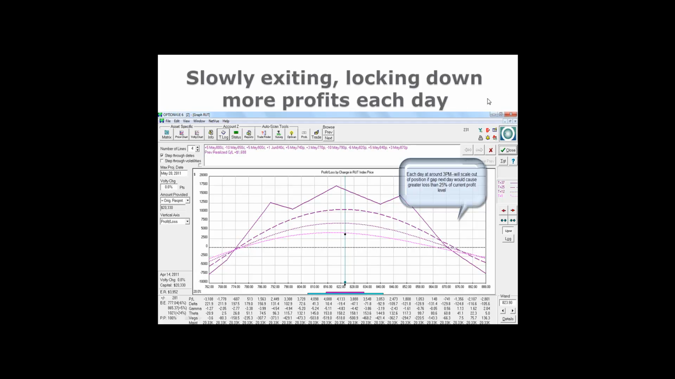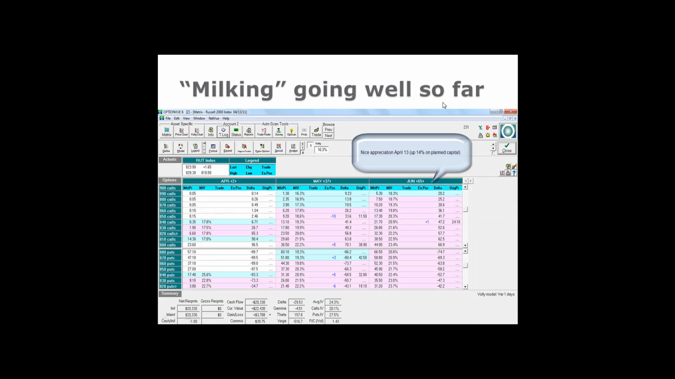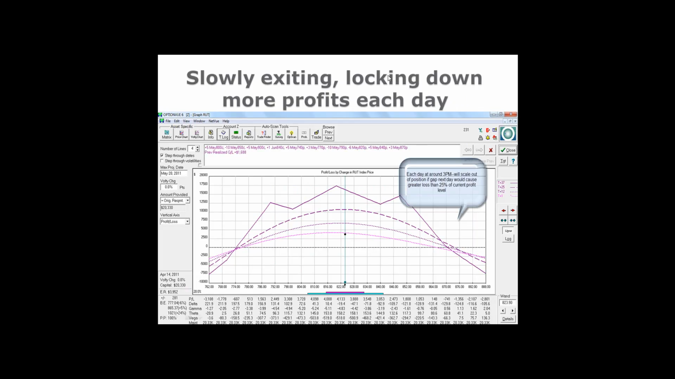This one's going pretty well this month. Let's see how it turns out. We'll get together next time and discuss it. But as of this moment, we are up about 15% on our planned capital. I'm hoping for a lot more, but we'll see. It could end up being less. We just have to see what the market does.